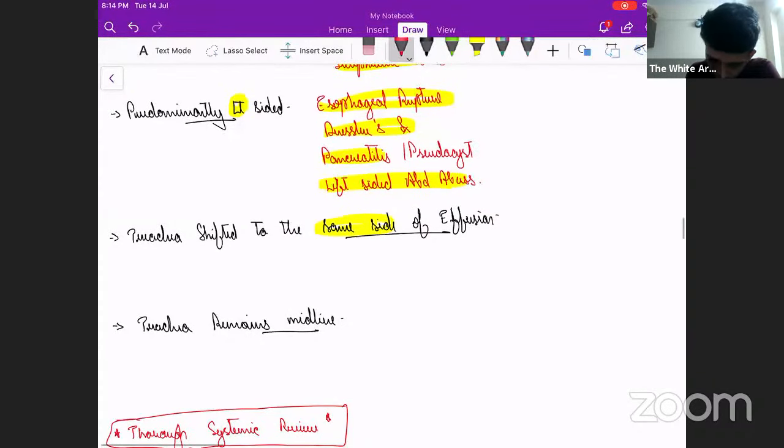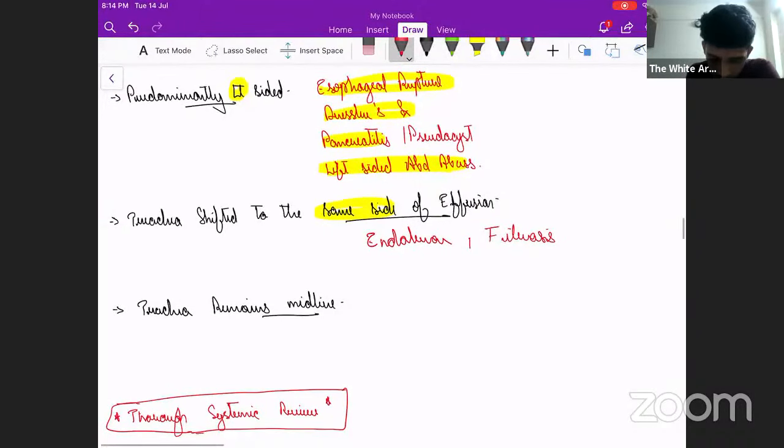So this is what happens when there is an endobronchial growth, or if fibrosis is present on that particular side, the same thing will happen. Or if there's a loculated effusion also, then we can expect this.